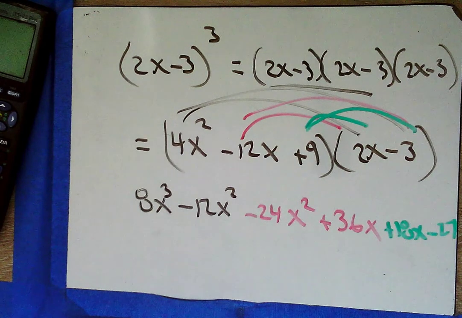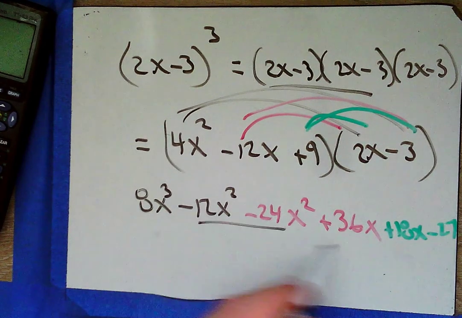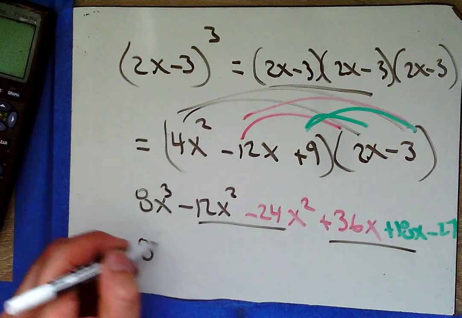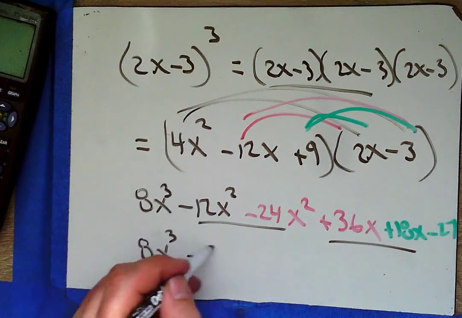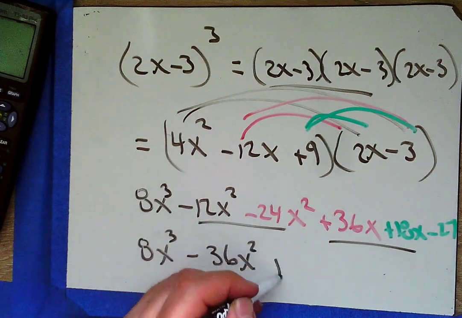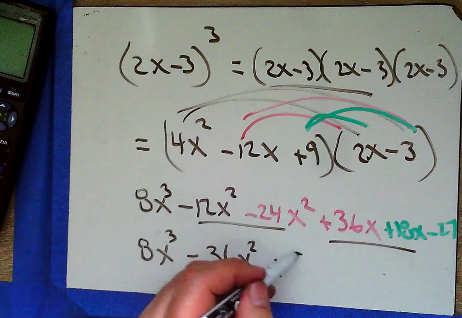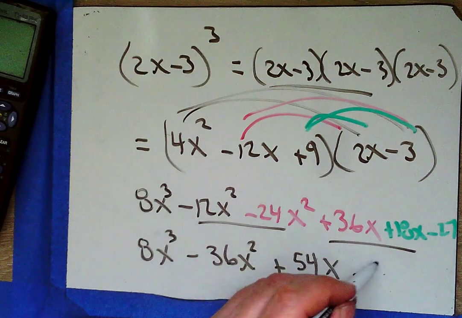I need to combine like terms. Here are some, and here's some more. 8x to the third minus 36x squared plus 54x minus 27.